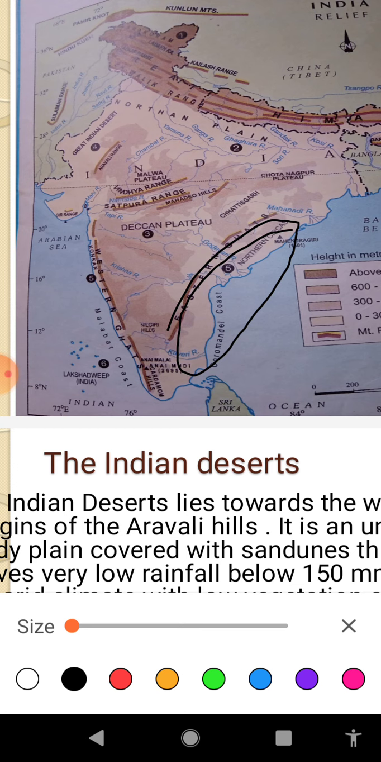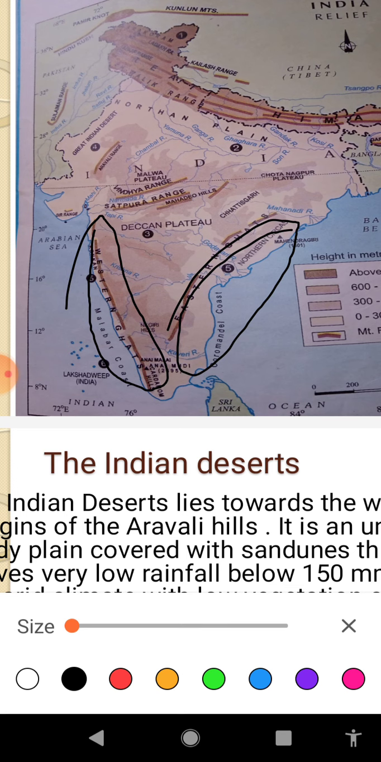With regard to the Western Coastal Plain, it is lying to the west of the Western Ghat. Here you can see a very narrow stretch of lowland just west of the Western Ghat. This very narrow strip of lowland is termed as the Western Coastal Plain. If you are asked to define it, you can say in a very simple way: a narrow strip of lowland in between the Western Ghat and the Arabian Sea is termed as the Western Coastal Plain.